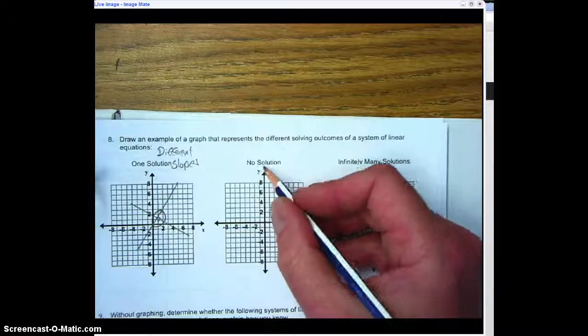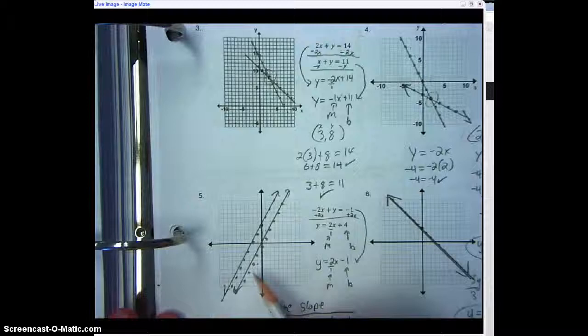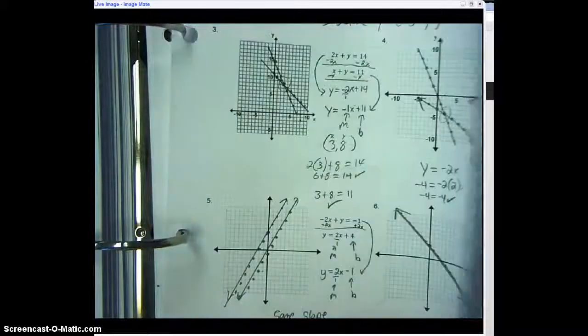What about no solution? Just like we did on this example. No solution means that they have what?